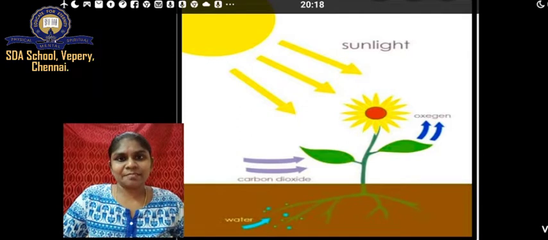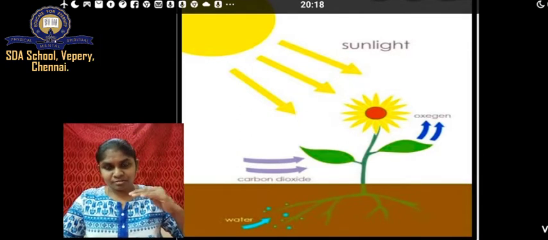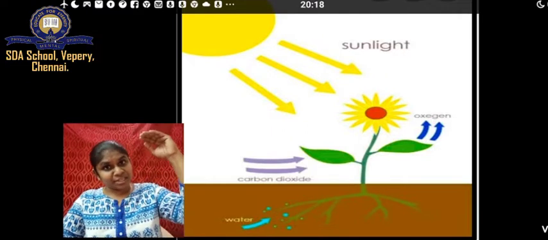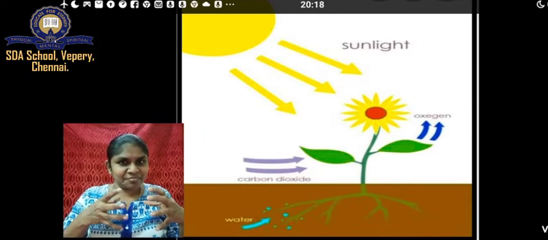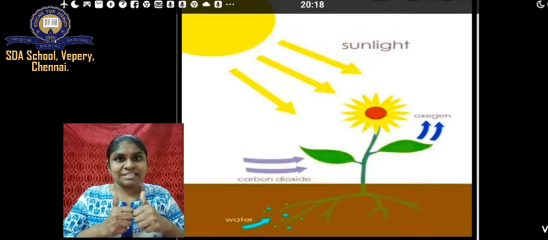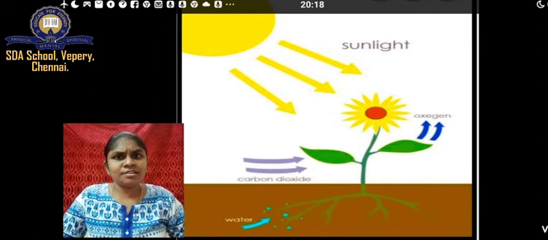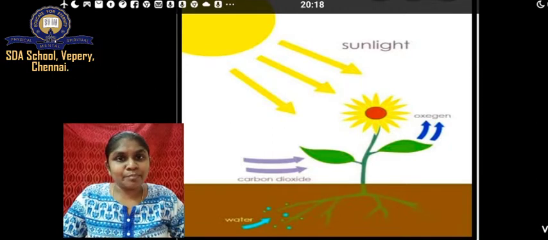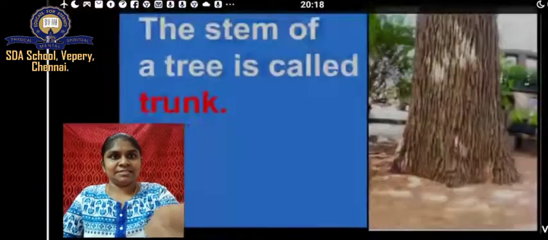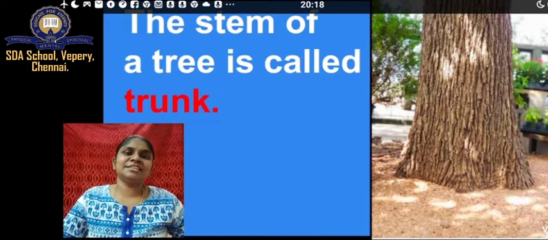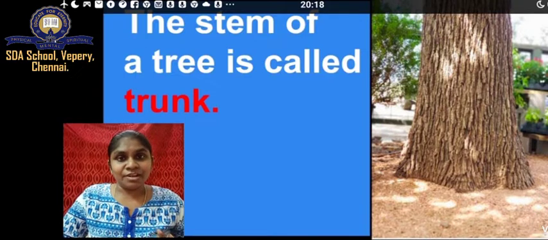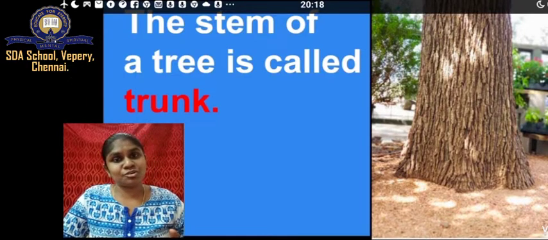Are trees short or tall? Trees are very tall. Very good. Trees are tall plants, and they have very thick, hard and strong stems, we learned, right? Yes. What are the stems called? The stem of the tree, I told you one name. Do you remember? Okay, let's learn. The stem of a tree is called trunk. Yes, we learned that it is trunk. Look at this tree. We learned about this trunk so much. It is very strong. It is very hard and very thick. You can't shake it very easily.